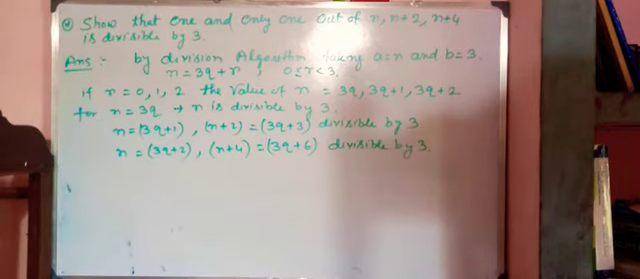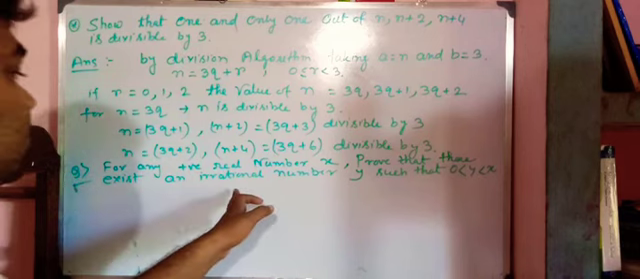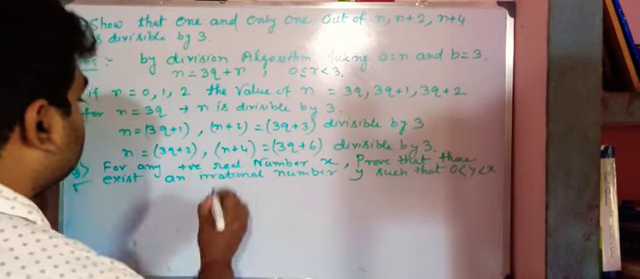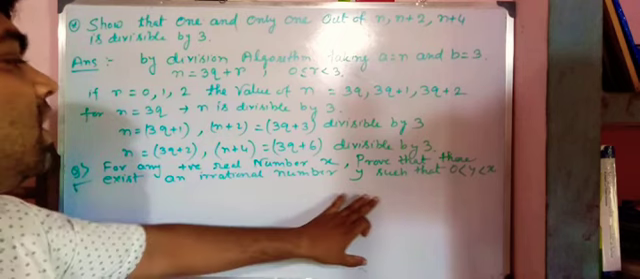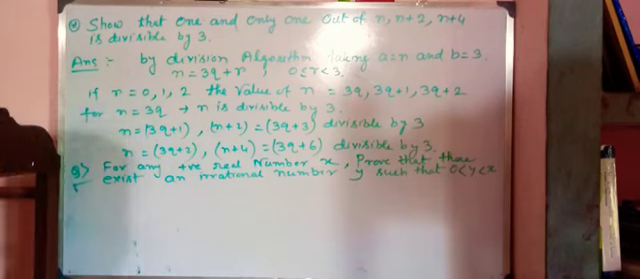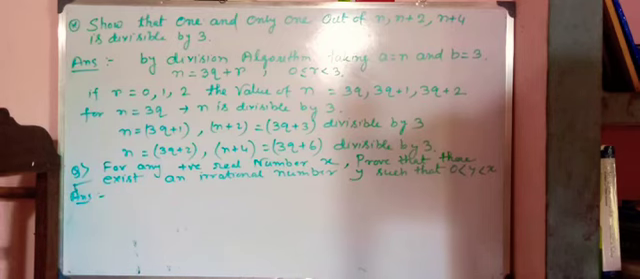Hope you are able to understand it. Next, we move to another question. For any positive real number x, prove that there exists an irrational number y such that 0 less than y less than x. Now, let us go to the answer.